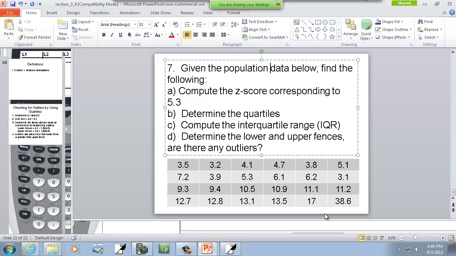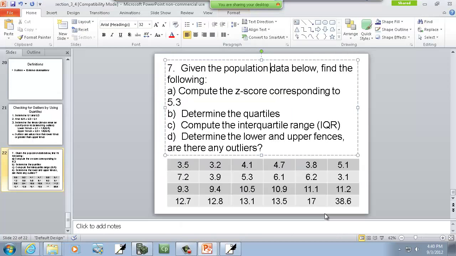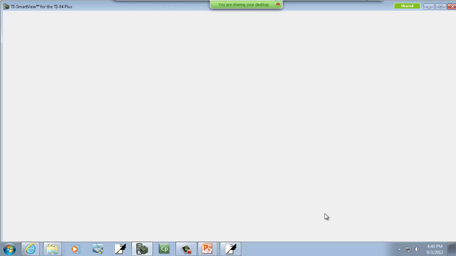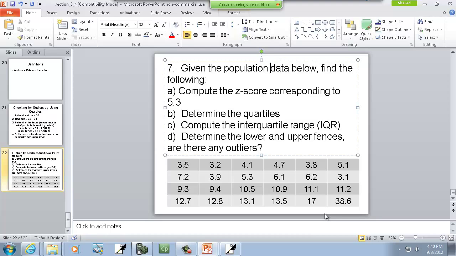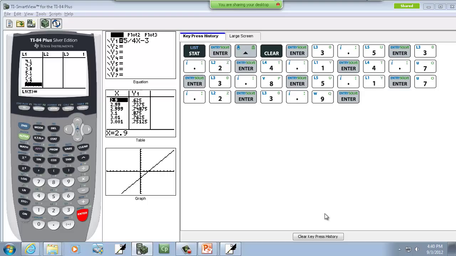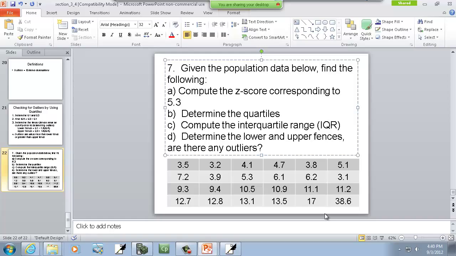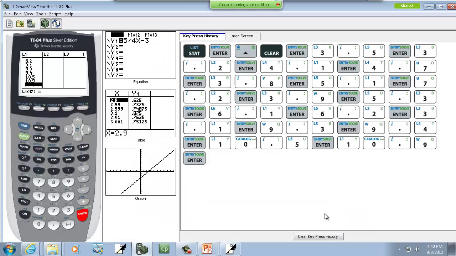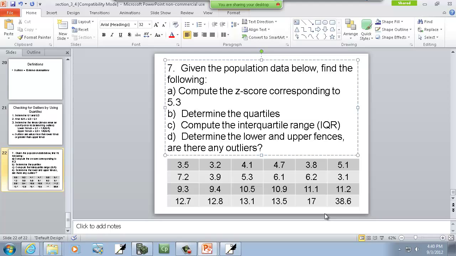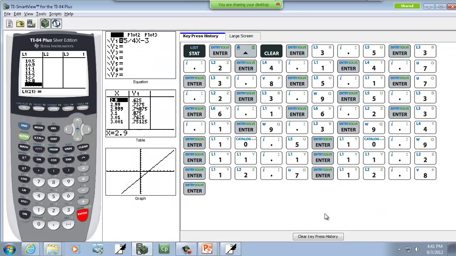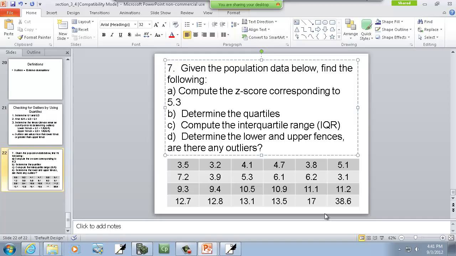3.5, 3.2. I'm pressing enter after each one. 4.1, 4.7, 3.8, 5.1, 7.2, 3.9, 5.3, 6.1, 6.2, 3.1, 9.3, 9.4, 10.5, 10.9, 11.1, 11.2, 12.7, 12.8, 13.1, 13.5, 17, and 38.6.